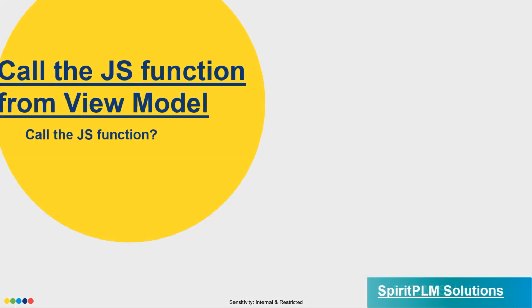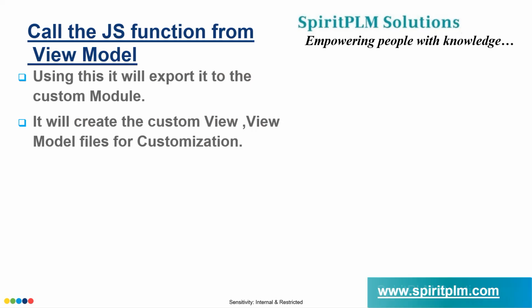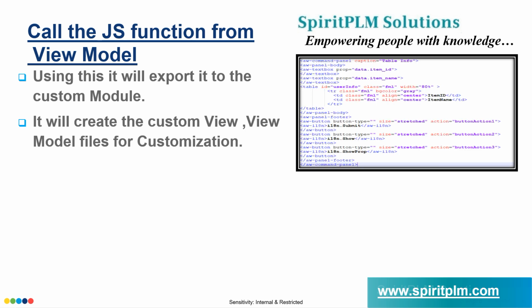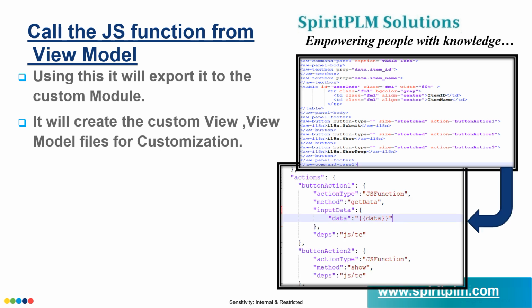So how do you call the JS function from the view model? As I told you, once you export it, the system will generate the HTML file. What does HTML contain? UI elements. For example, text boxes, buttons, and commands. Everything will be there in your custom view.html file. Plus, once you export it, it will create a JSON file as well.